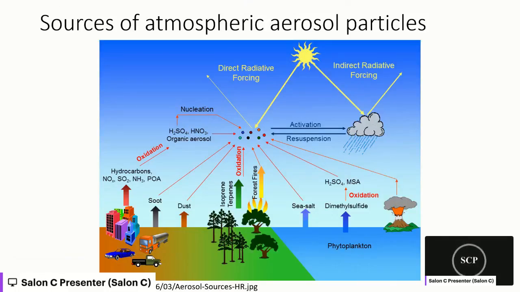And then once these particles are in the air, they can directly affect the radiation budget by scattering incoming solar radiation or absorbing it. But more importantly, they can also act as the seed upon which cloud droplets form. And then clouds have a much stronger climate impact by reflecting incoming solar radiation.